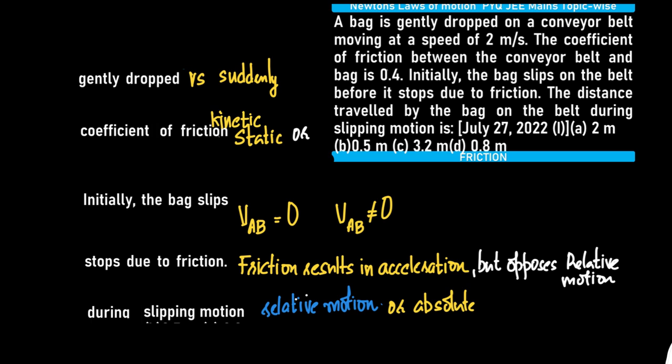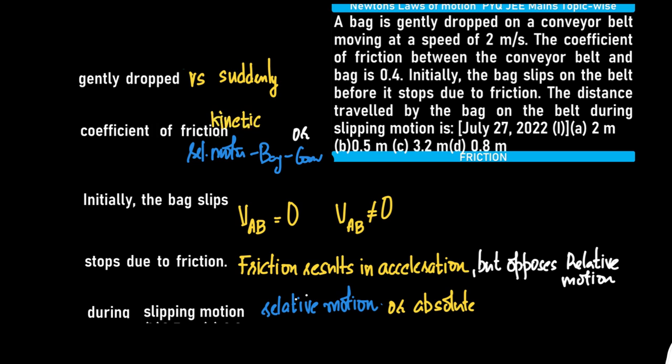Coefficient of friction: kinetic or static? It should be very clear to you that the friction here is not static, rather it is kinetic. Why? Because there is a relative motion between the bag and the conveyor. So therefore, it should be the kinetic friction.